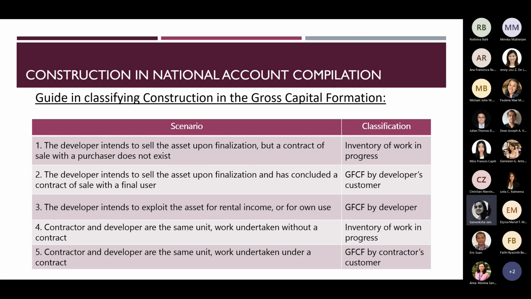The fifth category, however, is when the contractor and developer are indeed the same unit, but they have a contract in place under which they have taken this work. In such a scenario, this becomes the GFCF recorded in the contractor's customers' accounts.